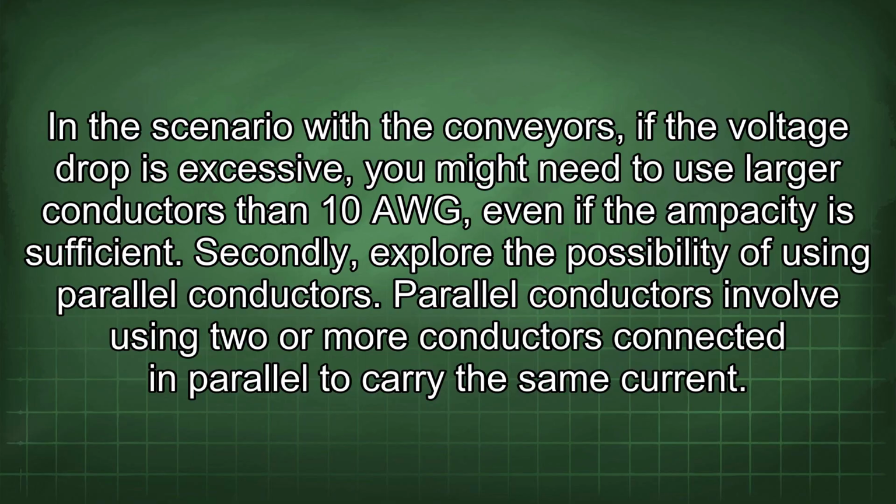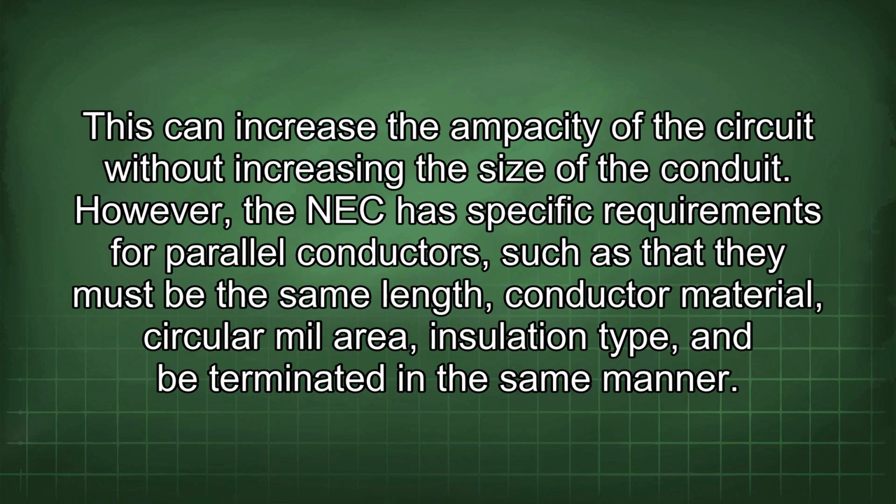Secondly, explore the possibility of using parallel conductors. Parallel conductors involve using 2 or more conductors connected in parallel to carry the same current. This can increase the ampacity of the circuit without increasing the size of the conduit. However, the NEC has specific requirements for parallel conductors, such as that they must be the same length, conductor material, circular mil area, insulation type, and be terminated in the same manner.